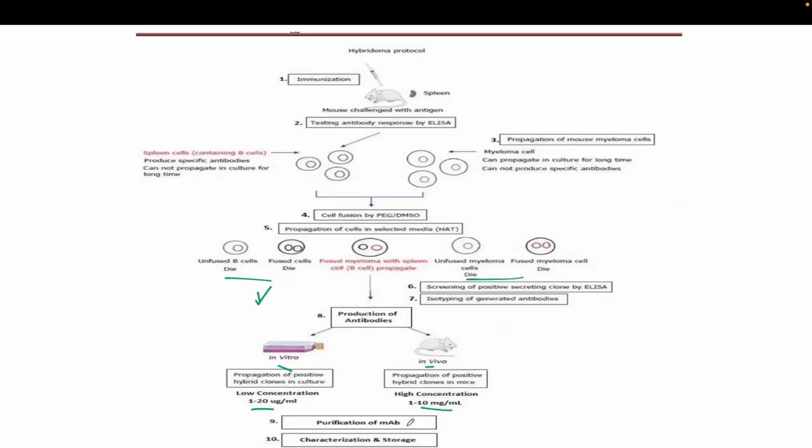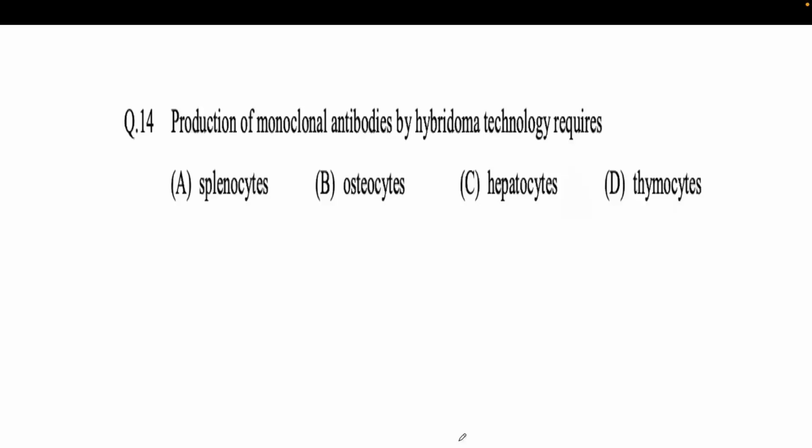So for isolation of monoclonal antibody, you have to tag your antibody with a certain kind of tag, like His tag and GST tag. Then you have to purify your antibody through the column, and then characterize it and store it.